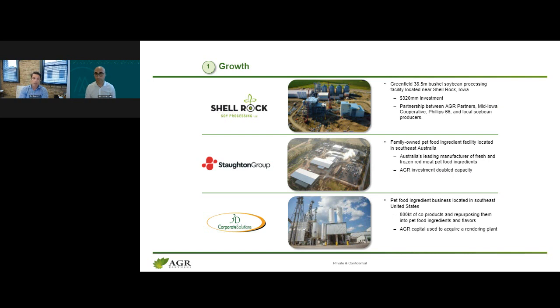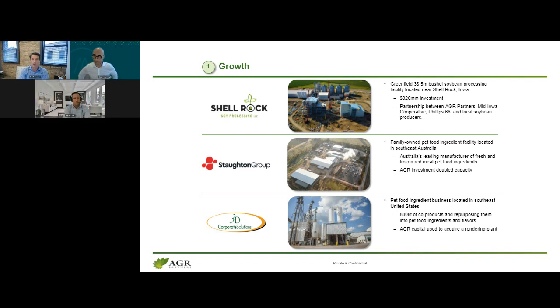So in terms of this growth aspect, Shell Rock was one where we partnered with Mid-Iowa Cooperative, and then Phillips 66 was a part owner, along with some local soybean producers, for a $320 million greenfield soybean crush facility. Again, this is where we were a minority partner, trying to help facilitate the right relationships, the right groups, builders, engineering, to all collectively be pushing this forward.